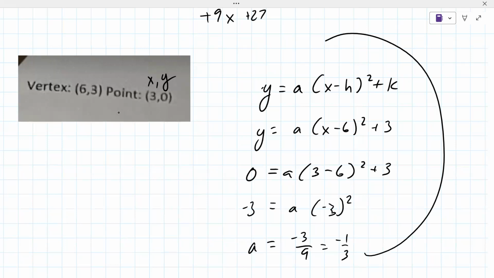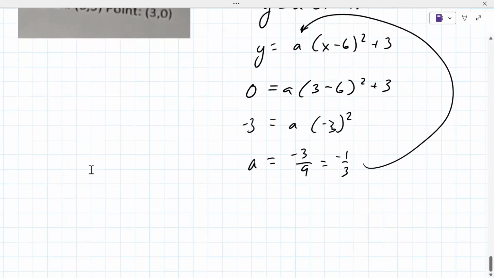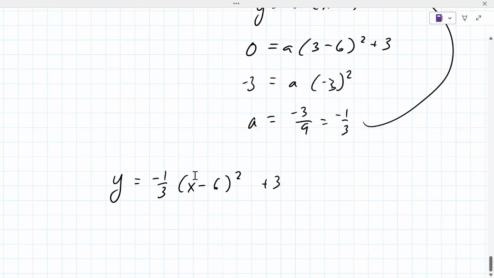And then you put that back in here. Well, it's the wrong spot. Back in here. So I'm going to scroll down here. So it's y equals -1/3 times x minus 6 squared plus 3. I think we talked a little bit about expanded form. Do you remember how to expand this? I do not remember. So it's a foiling thing. You got to be able to foil this. Could you try doing that for us, please?